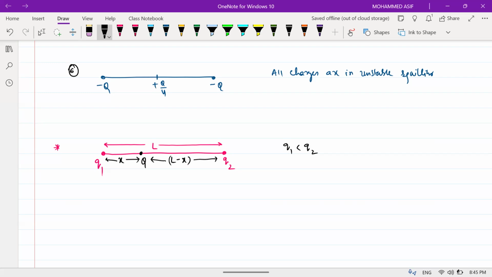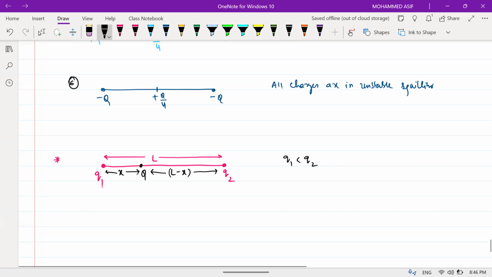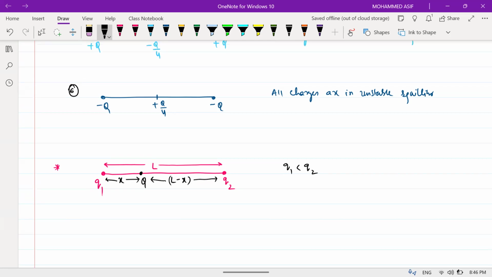Am I clear? Now the question is, where should the third charge be kept so that the system will be in equilibrium? Yes, sir. So how many charges are there totally? Three charges. One is Q1, another is Q2, and the distance between them is L. Now the condition is where should a third point charge be placed between them so that it will experience no force. Okay. Now Q1 will exert the force on small q in this direction.